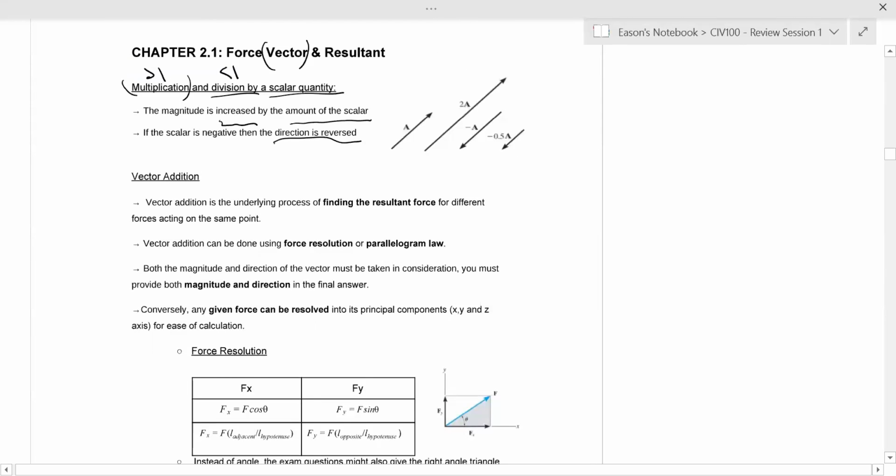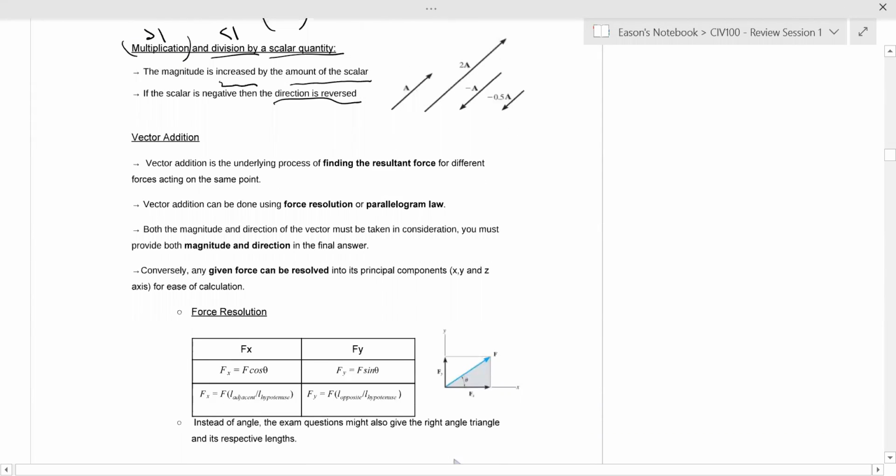Now, the good stuff, or the more important stuff, is vector addition. And why is vector addition important? Because it is the underlying process of finding your resultant force. I'm sure until now you have all been seeing a lot of "find the resultant force," or "the resultant force is acting this way. What are the components?" So how am I supposed to do that? It's really through vector addition, right? Because it is the basic process of finding your resultant force.